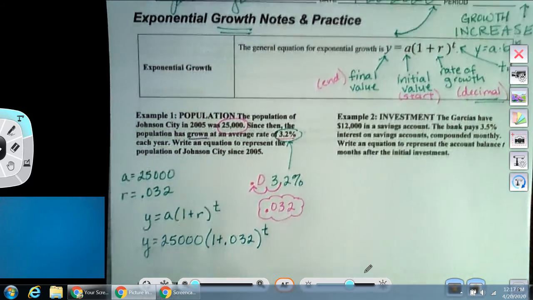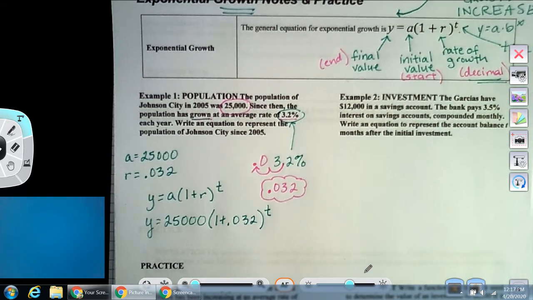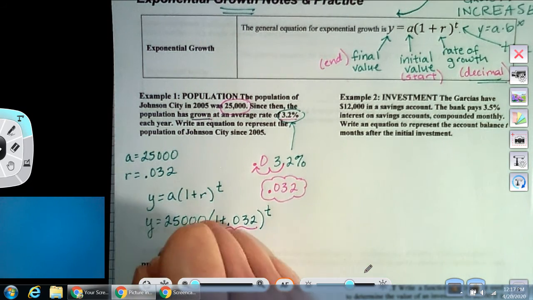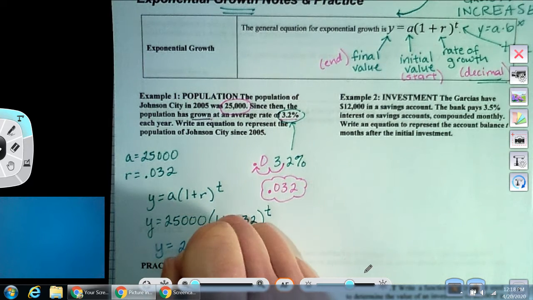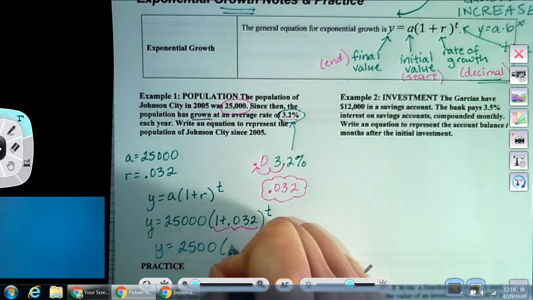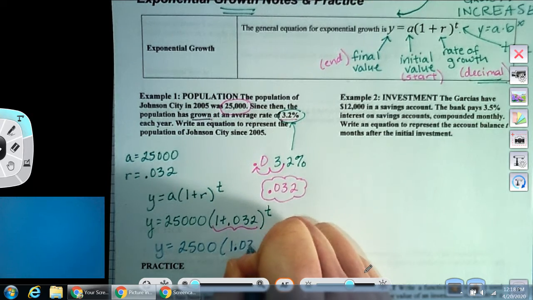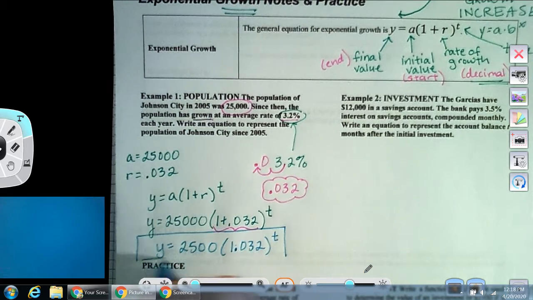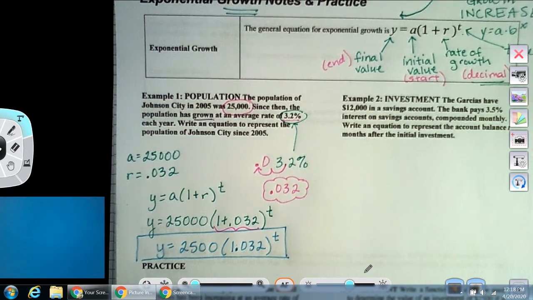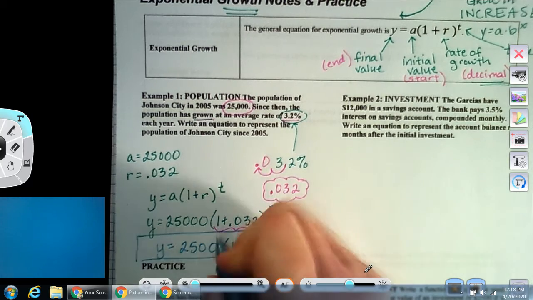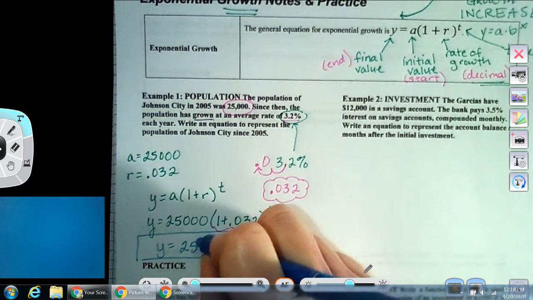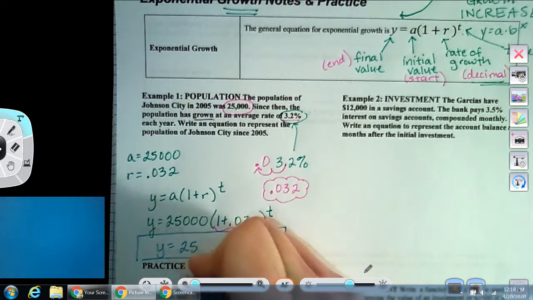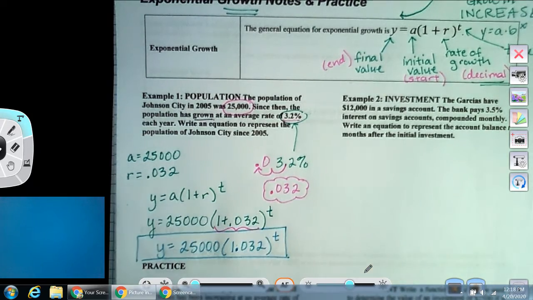Okay. And then the only thing I'm going to do is take this one step further, and just clean up what I have in the parentheses. And my final answer is going to be y equals 25,000 times 1.032 to the t. And that is the function that could be used to predict future populations. Oh, I forgot a 0. Just kidding. There we go. 25,000 times 1.032 to the t.